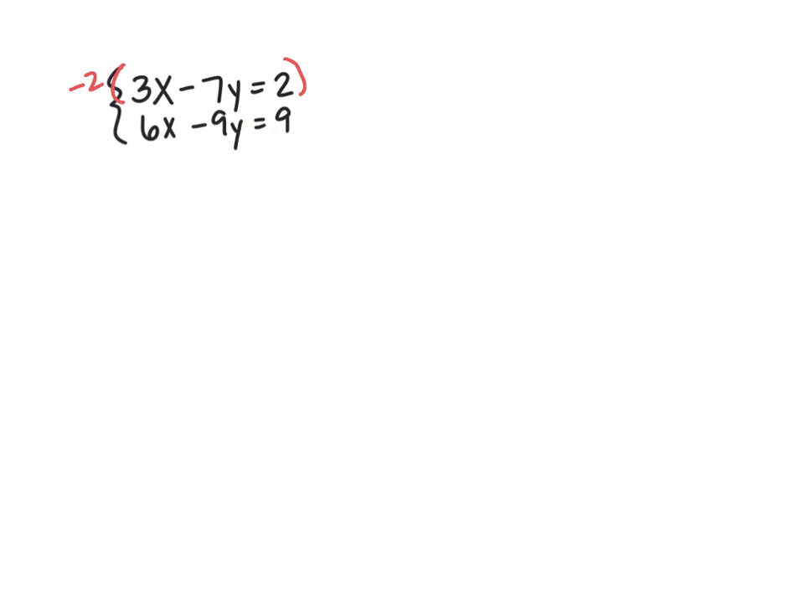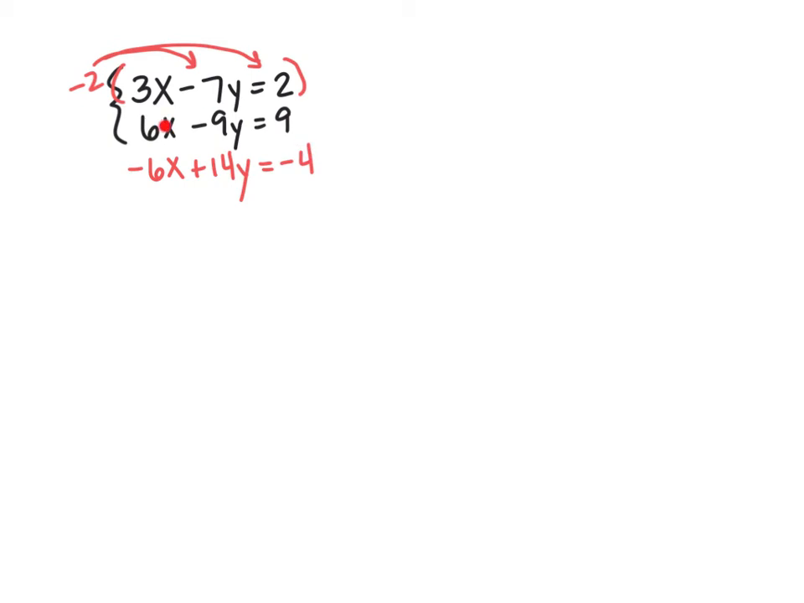So negative 2 times 3x will give me negative 6x. Negative 2 times negative 7y will be a positive 14y. And negative 2 times a positive 2 will give me a negative 4. And I went ahead and wrote it just below this one.